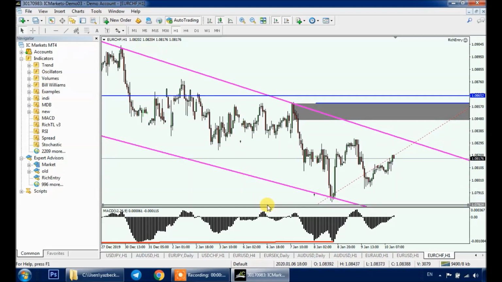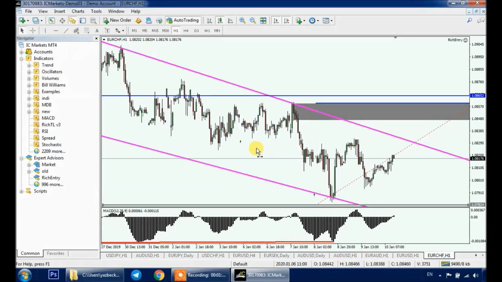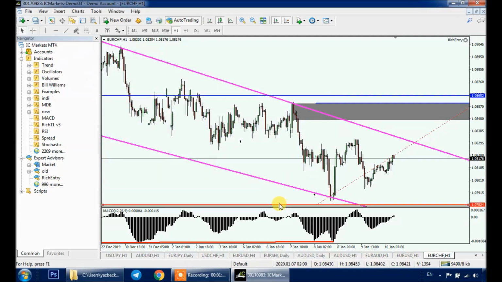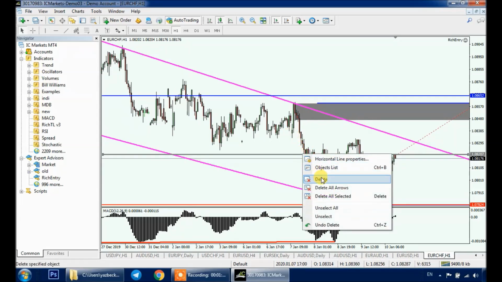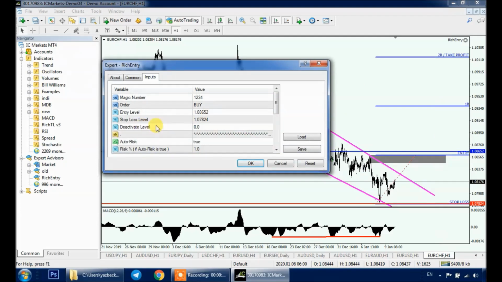Our stop loss in this case is around here, so it's 1.07824. You can simply copy, and then you go to the settings again, properties, and you can paste it here, or you can simply write it down, 1.07824 and click on OK. As you can see as well, the EA will draw the stop loss level in red and our entry level in blue. Okay, so let's read this one, and as you can see, here's our entry and here is our stop loss.